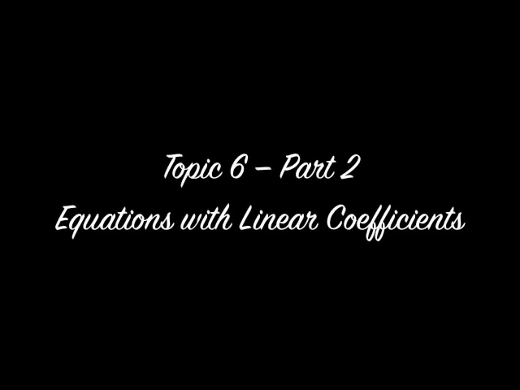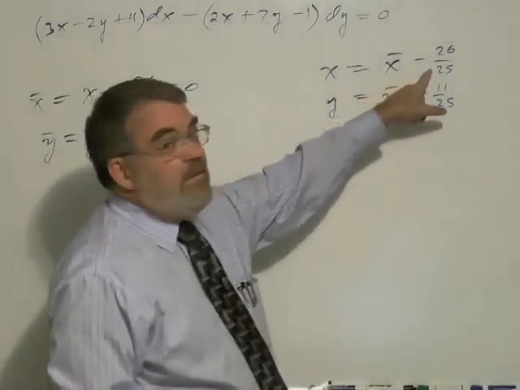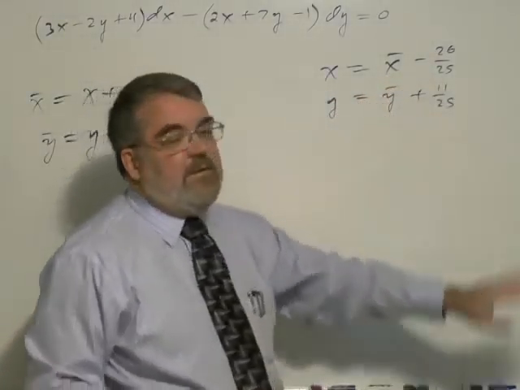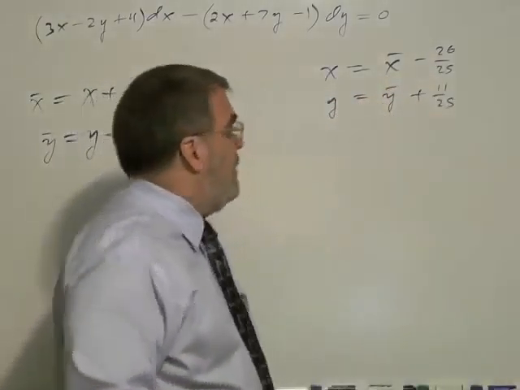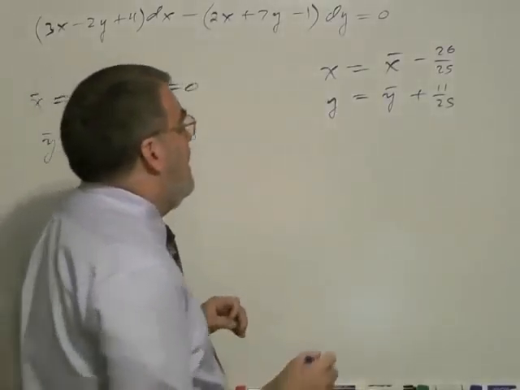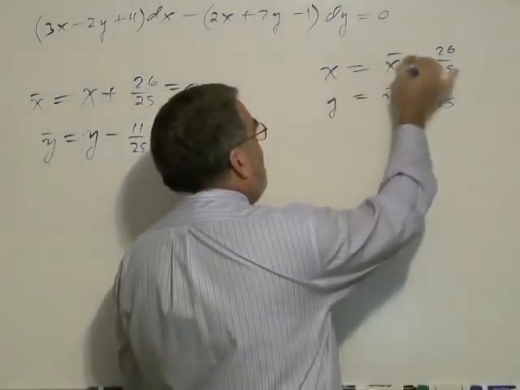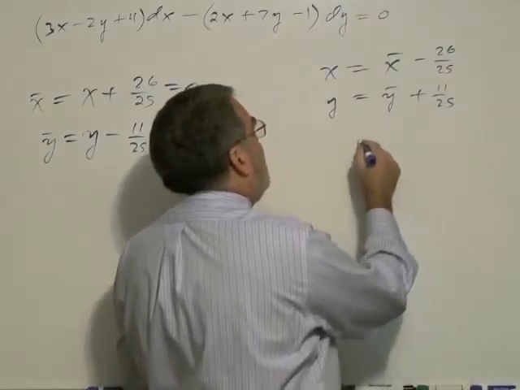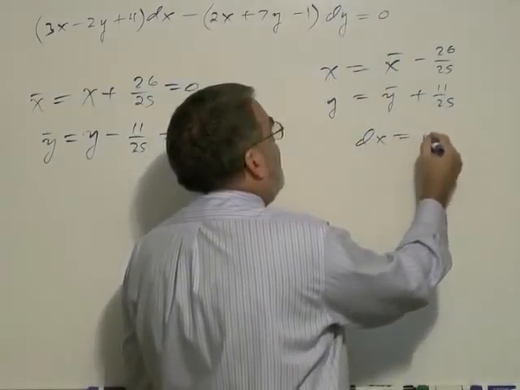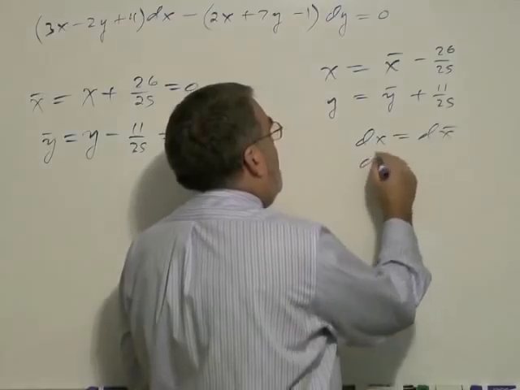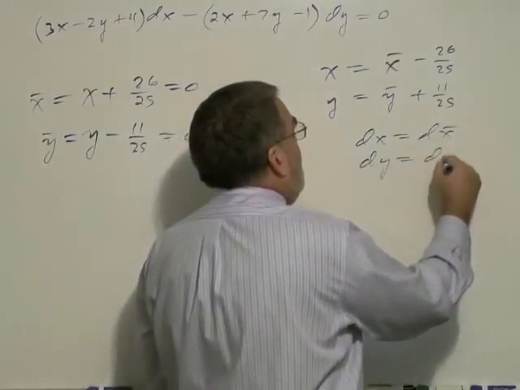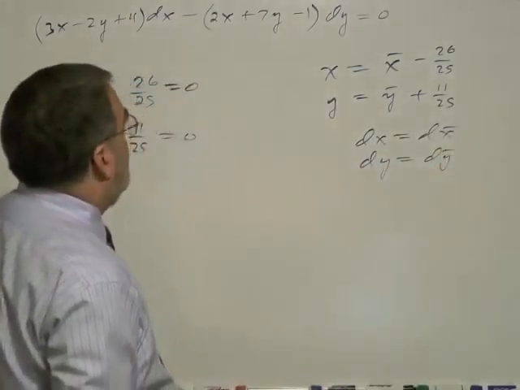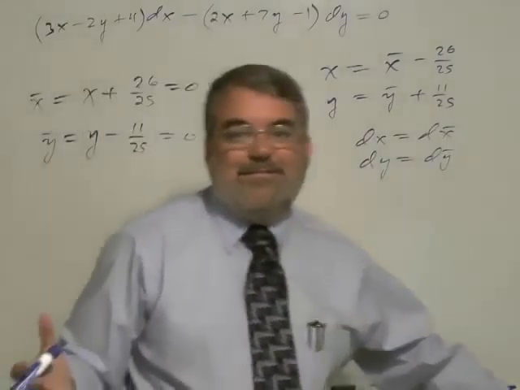So I solve for x and y. x would be x bar minus 26/25. y is y bar plus 11/25. And now I can replace the x's and y's here. What about dx and dy? Well, that actually works out pretty easily, because if you take the differential of both these little equations, dx will be the same as dx bar, dy will be the same as dy bar. So now we're ready to substitute.